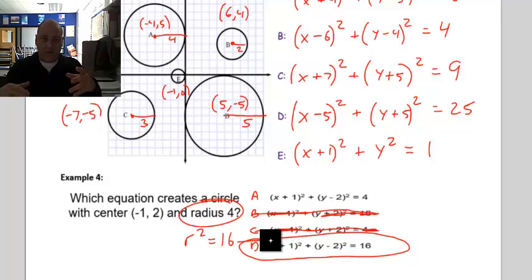Now, this is considered the easy part, okay? And they could ask you center radius form, but more than likely on your exam, they're going to give us a circle in standard form. And in class tomorrow, we're going to be doing graphing, and then we're going to learn about standard form.